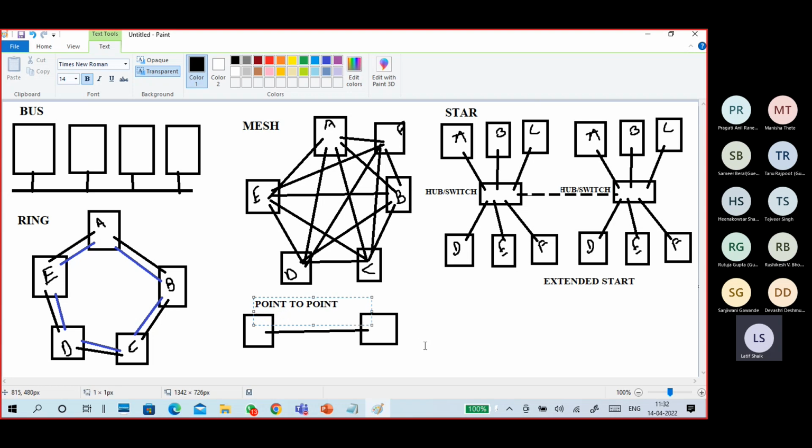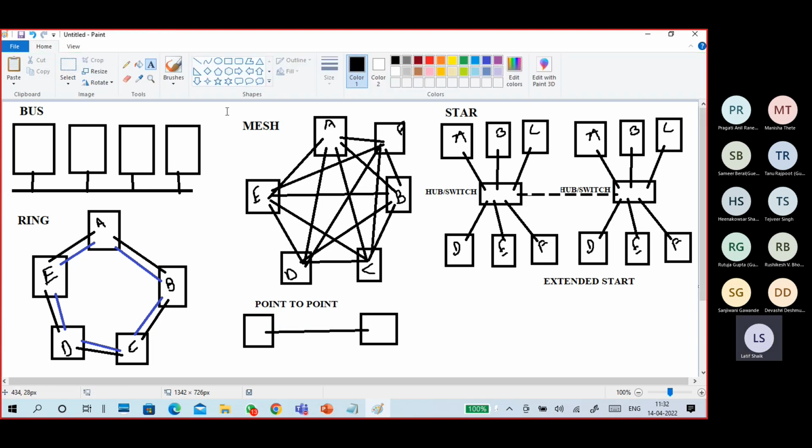Point to point topology means it can be any device to any device. A PC to a switch, switch to switch, router to router, PC to PC, anything, any device to any device. That is point to point.